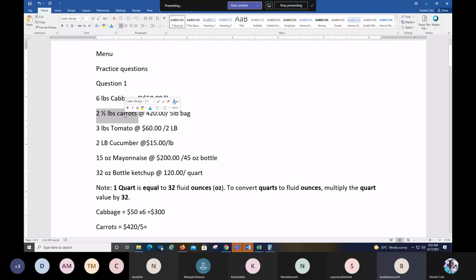Get what I'm saying? You must first break it down, find the cost of one, and then be able to find the cost of what the recipe asks for. So we're dividing it by 5 because that's how we bought it. We bought a 5-pound bag, but we do not know the cost for the 2.5 pounds. So we have to find the cost for 1 pound first. So when we divide the 420 by 5, what does that give us?